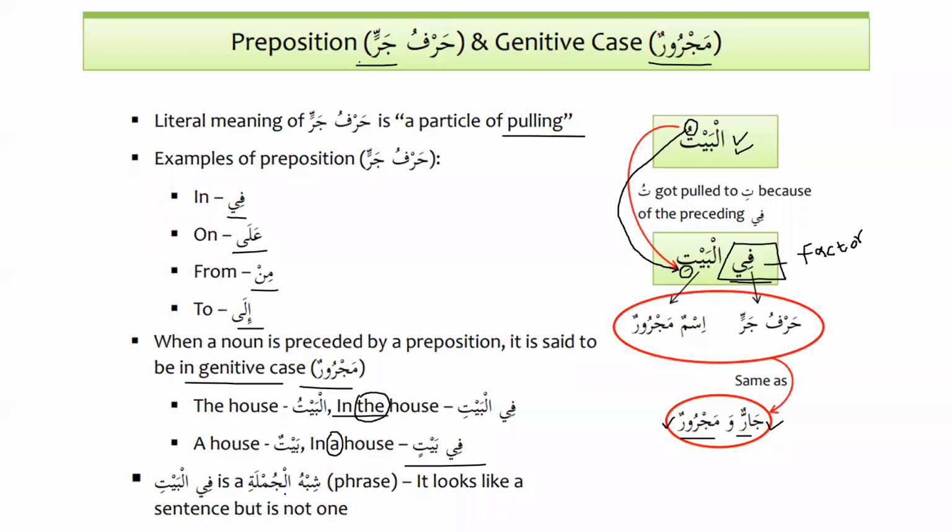Fil bayti is shibhul jumlati, phrase. It looks like a sentence, but it's not. In a house is not a complete sentence. It is incomplete sentence. That's why we call it phrase. And in Arabic, what do we call it? Shibhul jumlati. Shibhul jumlati means, in English, that it resembles a sentence, but it is not a sentence. It looks like a sentence, but it is not a sentence.